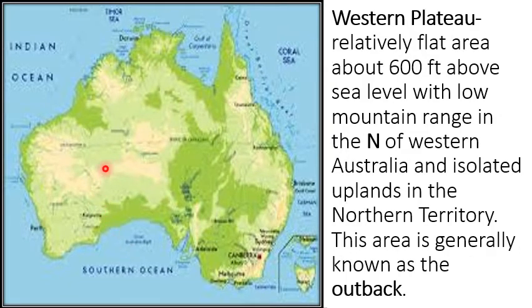The Western Plateau is a relatively flat area about 600 feet above sea level, with low mountain ranges in the north of Western Australia and isolated uplands in the Northern Territory. This area makes up more than half of the country.